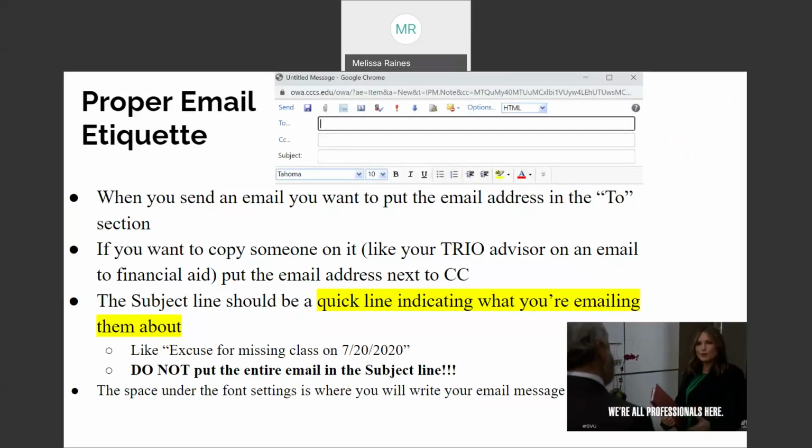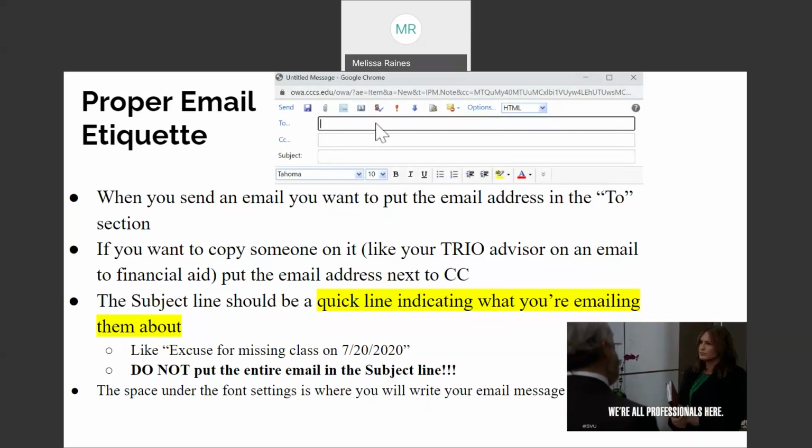Now we're going to talk about some proper email etiquette because emails can seem really simple, but there are certain rules that you need to follow when you're in college or even just working and being a professional. So, when you send an email, you want to put the email address in the to section. So that's right here. Whoever the email is going to will go right here.